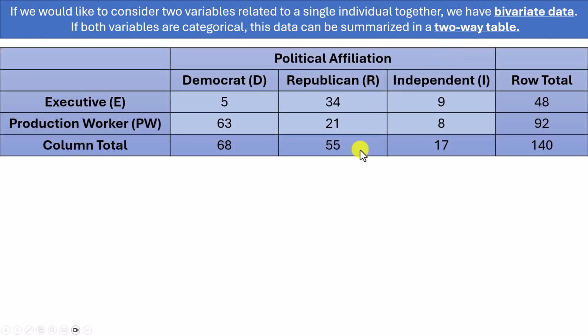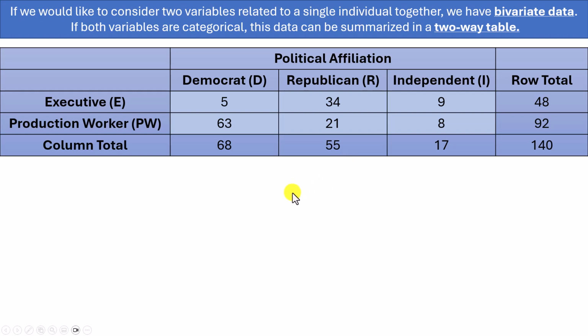If we would like to consider two variables related to a single individual together, we have what is called bivariate data. If both variables are categorical, then this data can be summarized on what is called a two-way table, sometimes called a contingency table. This is what that table looks like.